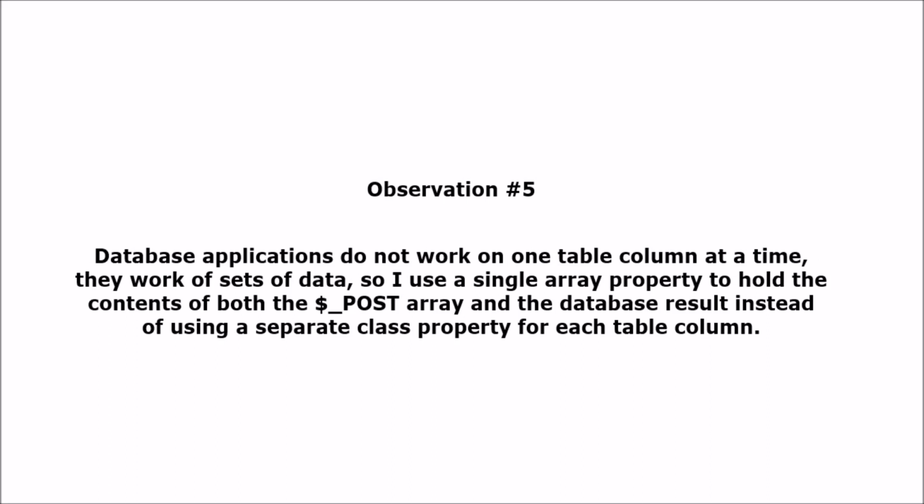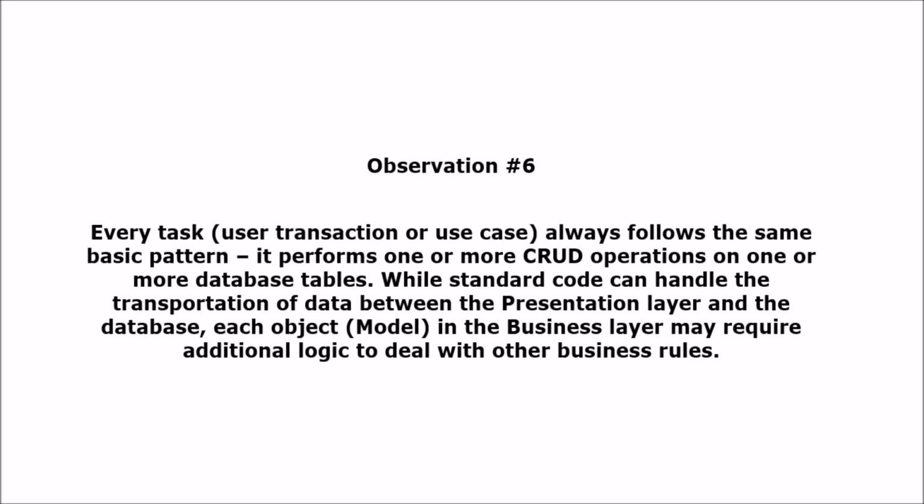Database applications do not work on one table column at a time. They work on sets of data, so I use a single array property to hold the contents of both the post array and the database result instead of using a separate class property for each table column. Every task or user transaction or use case always follows the same basic pattern. It performs one or more CRUD operations on one or more database tables. While standard code can handle the transportation of data between the presentation layer and the database, each object or model in the business layer may require additional logic to deal with other business rules.